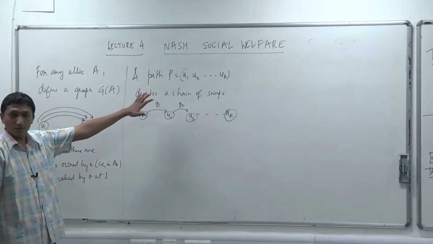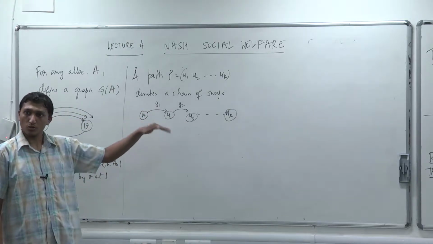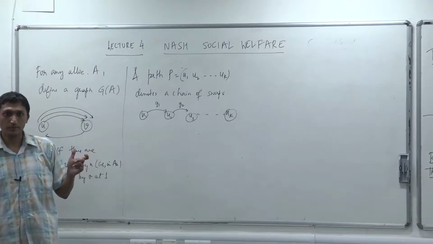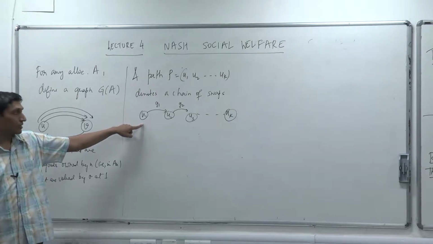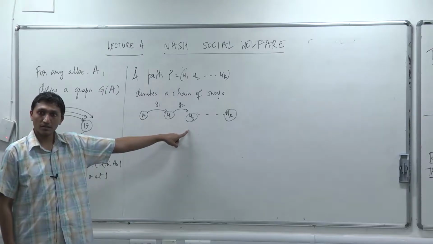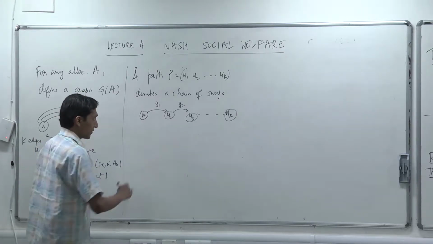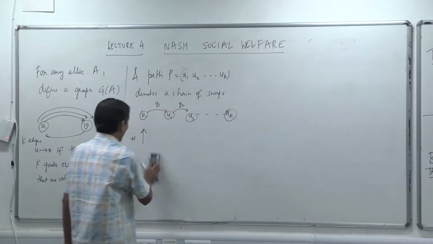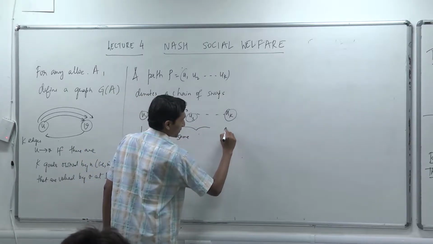So given any path, what happens to the utilities of these agents? Say there is a path and I make the swaps along those paths. How would the utilities of these agents vary in the new and the old allocation? So what about U1? It goes down by one. It's losing one good. What about U2? It stays the same. U3, same. Every intermediate agent stays the same. Only U1 goes down by one, and UK goes up by one. There's a drop of one here, all of these agents are the same, and there's an increase of one here.